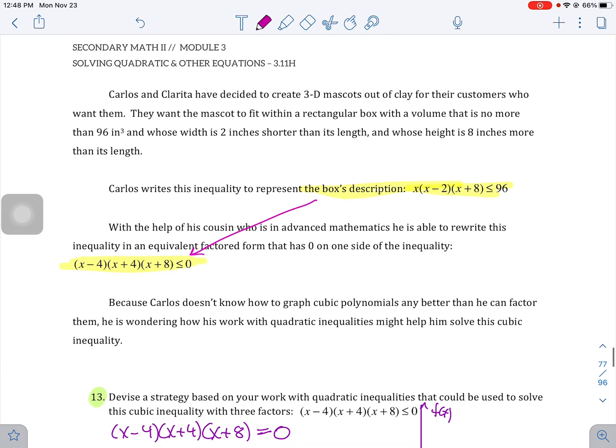And the scenario is there's a rectangular box and you're looking at volume in 3 dimensions, and the width is 2 inches shorter, the height's 8 inches longer. So you can represent this as volume is the product of those 3 dimensions, and it's got to be less than or equal to 96. Now, you can get here once you learn polynomials and how to expand as well as how to divide polynomials. You'll be able to come up with this, but that's really for next year.